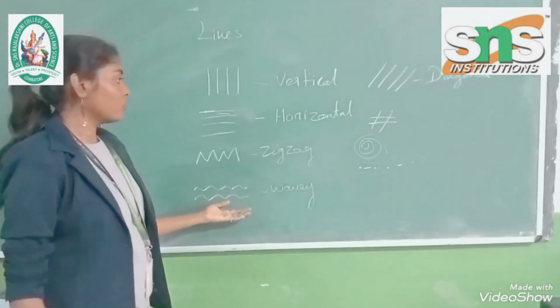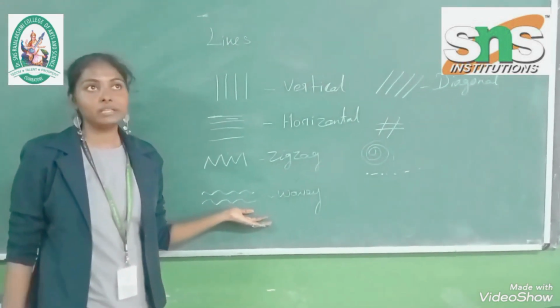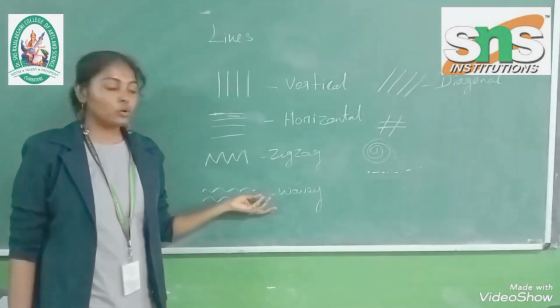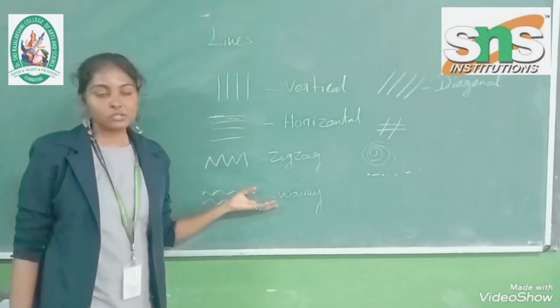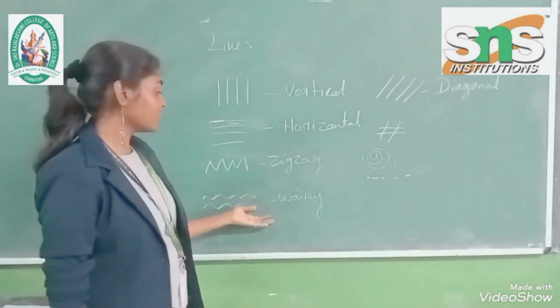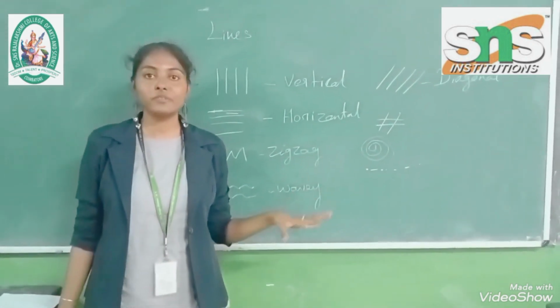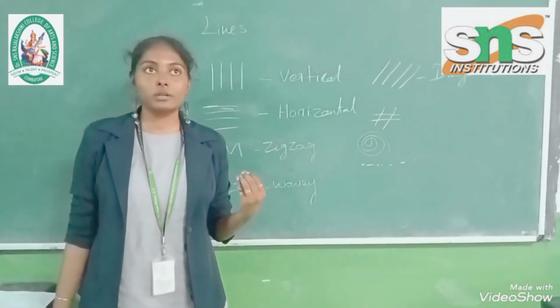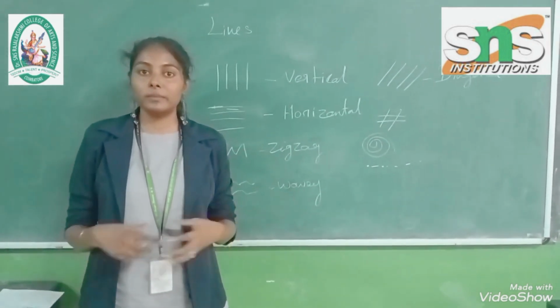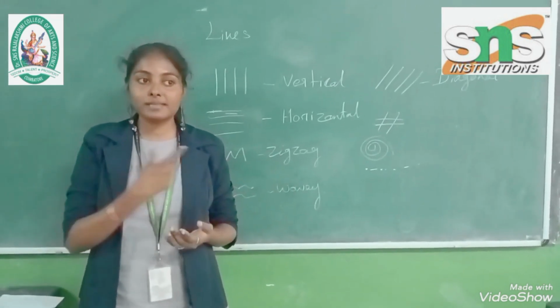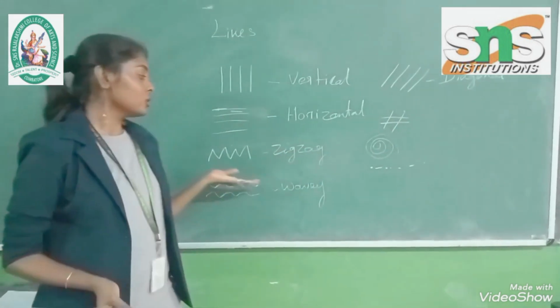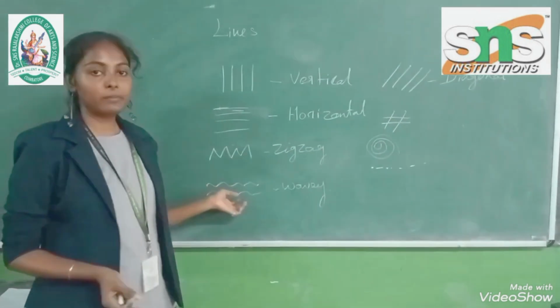Wavy lines are mostly used for creating a feminine pattern. So wavy or curve lines. Curve lines and wavy lines are used in most feminine garments like gowns, frocks, middies, blouses, or sarees. So we use curve lines to create patterns for feminine looks.